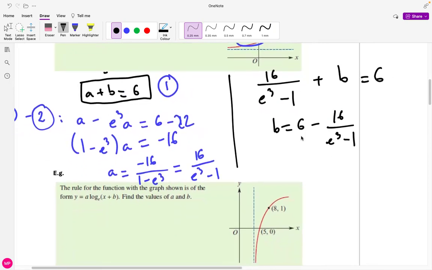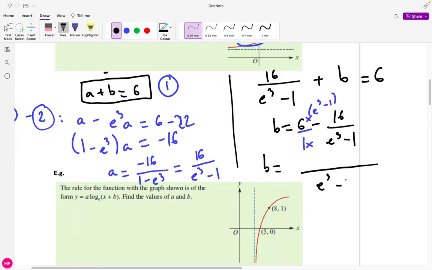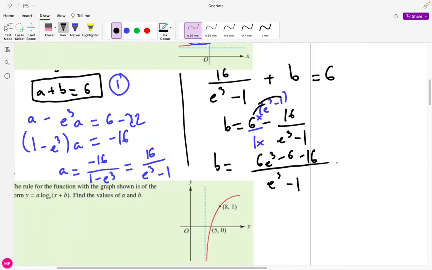Now to make the same denominator, you're going to make this 6 over 1 and multiply by e^3 minus 1 on the top. So we have B equal, the denominator will be e^3 minus 1, and the top you would have 6e^3, if you expand it out, 6 times 1 equals 6, so minus 6 minus 16. So you would have 6e^3 minus 22 over e^3 minus 1. That's how you get A and B.